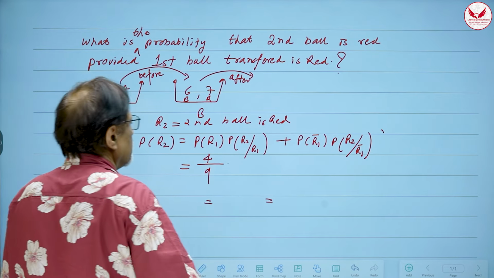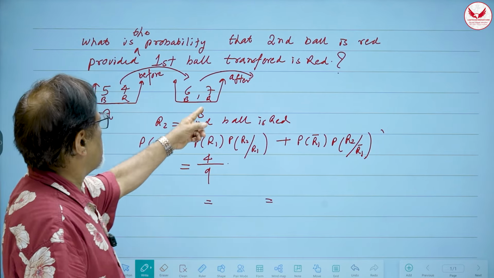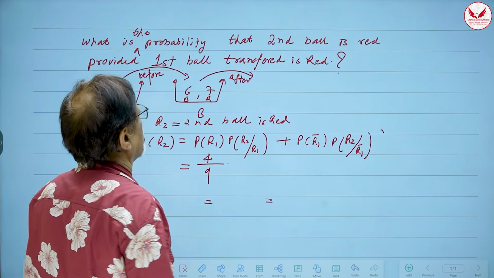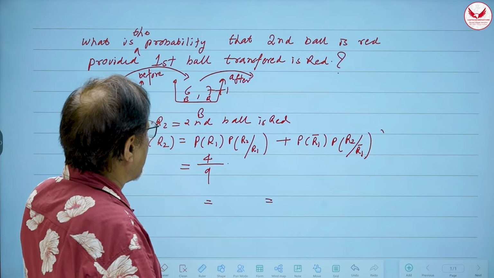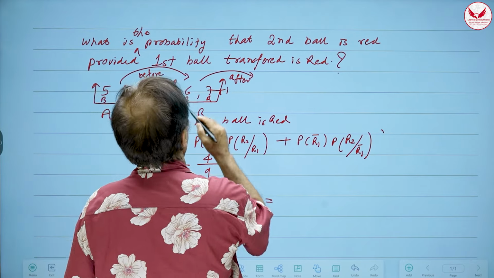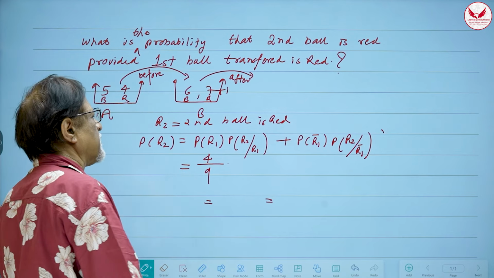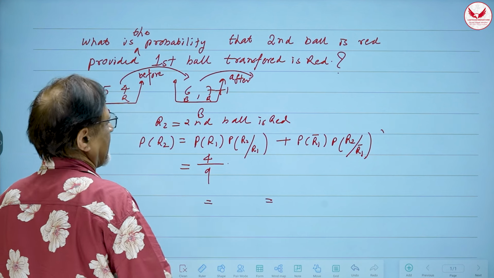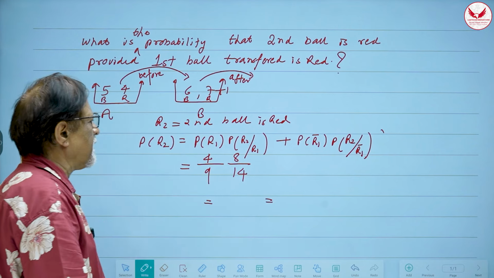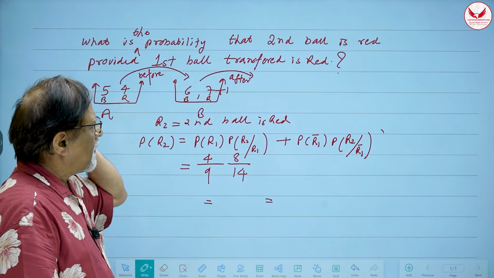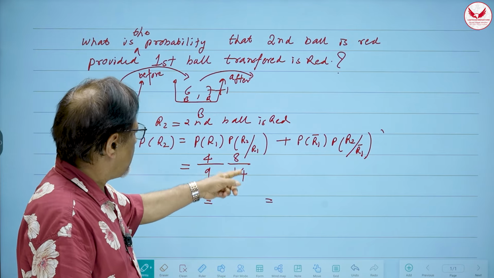Okay. Now, we know that the first ball transferred is red. So the number of red balls in this second bowl will increase by 1. So how many red balls are there now? There are 8 red balls because we have added 1 to it. Now in that case, the total number of balls becomes how many? Total number of balls becomes 6 plus 8, that is 14 balls altogether. Out of which how many are red? 8 are red. So therefore 8 divided by 14 is the probability of the second event. Because one red ball is added here, the number of red balls has increased by 1 and the total number of balls has also increased by 1. Therefore it is 8 by 14.